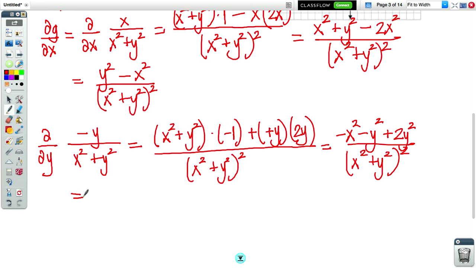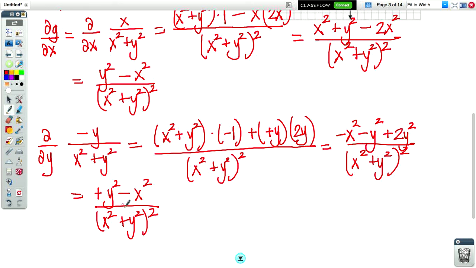And when I simplify that, let's see, I've got this negative y squared, and then I've got, oh, I'm sorry, I've got positive y squared. Yeah, positive y squared, because negative y squared plus 2y squared. And then I've got the negative x squared, all over x squared plus y squared, squared.